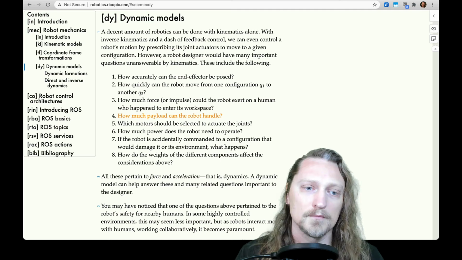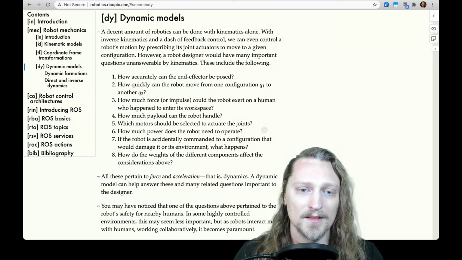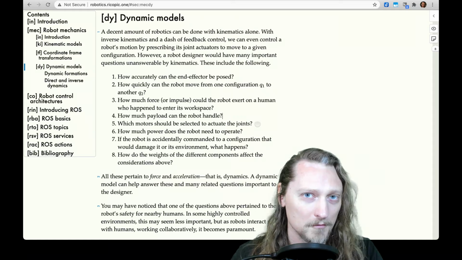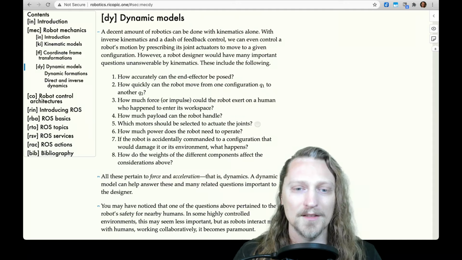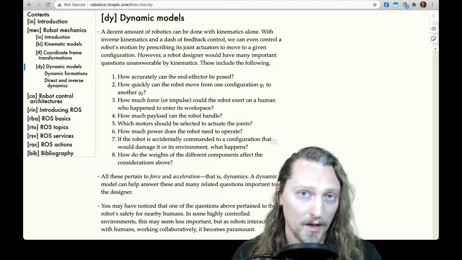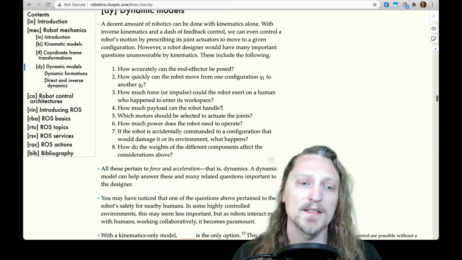5. Which motors should be selected to actuate the joints? For instance, how much power capacity should they be able to handle? How much torque do they need, etc.? How much power does the robot need to operate? That was 6. 7. If the robot is accidentally commanded to a configuration that would damage it or its environment, what happens? 8. How do the weights of the different components affect the considerations above?